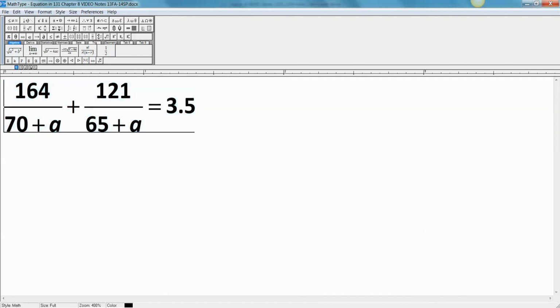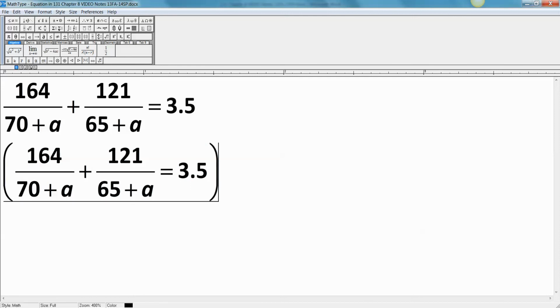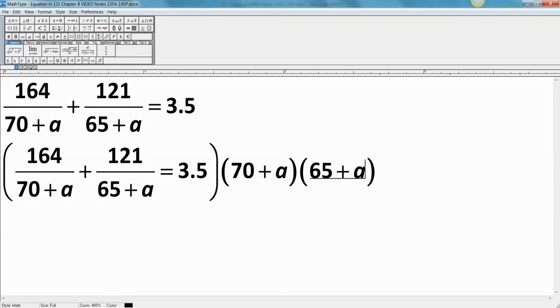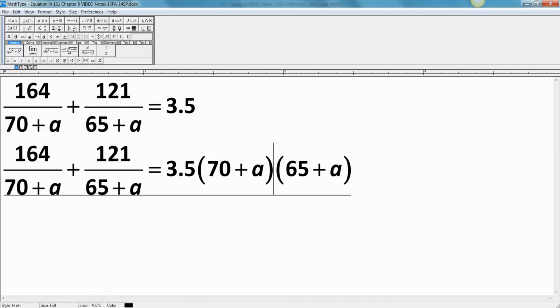Well, we need to multiply everything by the LCD, which would be these two factors multiplied. So let me write it all again just so you have all the work. I'm going to take the whole thing and multiply everything by the two factors, 70 plus A and 65 plus A. Matter of fact, what you can do is write one of those for each one of these. It's a little bit messy, but it'll show what you're doing, right?